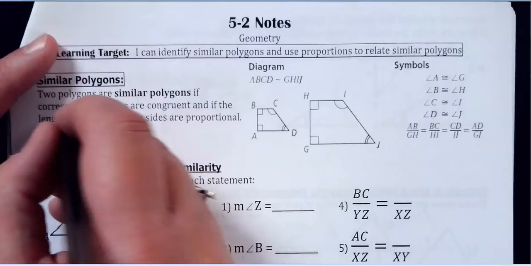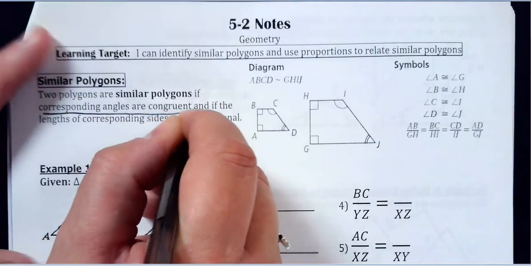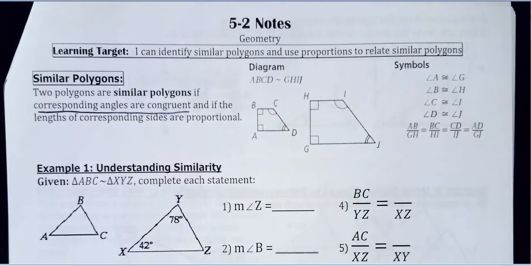Now, all the corresponding angles have to be congruent. If you look at the two pictures, angle A and angle G are both right angles. Angle B and angle H are both right angles. Angle C here has a single mark, angle I has a single mark. Angle D has a double mark, angle J has a double mark. So all the angles are congruent. Angles are equal to each other.